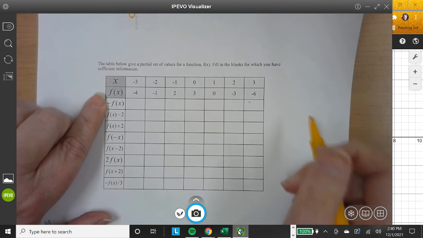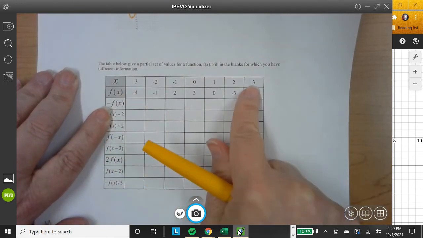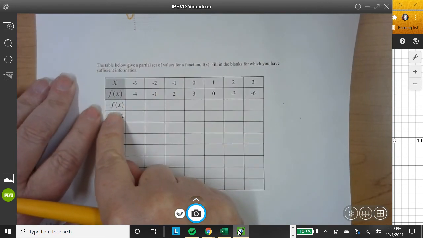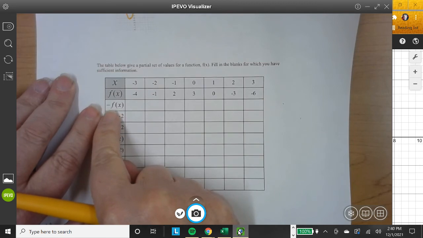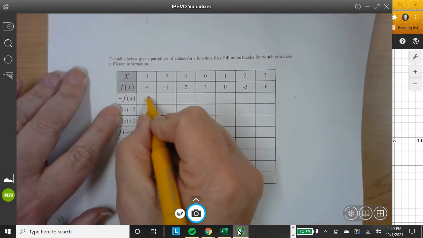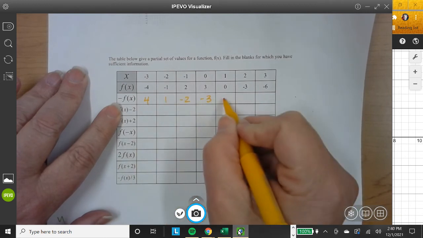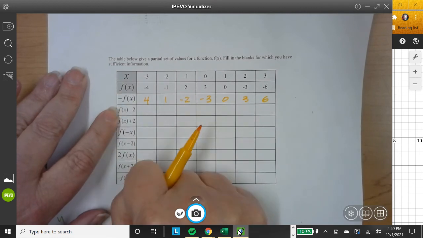All right, now I'm going to do a table, okay? So I'm giving you a bunch of x values and a bunch of y values, and we're going to figure out what this table wants us to do. It says take all the y values here, all the f of x values, and multiply by negative 1. When I do that, I get 4, 1, negative 2, negative 3, 0, 3, and 6. All I did was take the f of x's and make them negative.